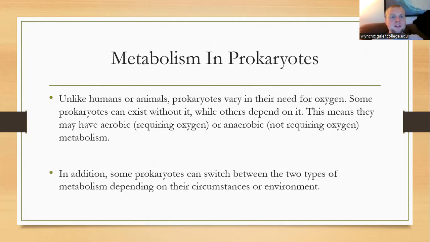Unlike with animals and humans, prokaryotes are going to vary in their need for oxygen. So we do have those that can exist in aerobic and anaerobic environments. Some of them are known as facultative anaerobes, meaning that they're able to exist in both aerobic and anaerobic capacities. So some can exist, some can't, right? Some prokaryotes can switch between the two types, and that is why they are known as facultative.